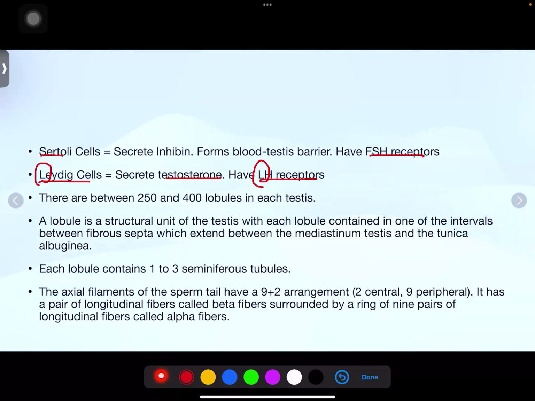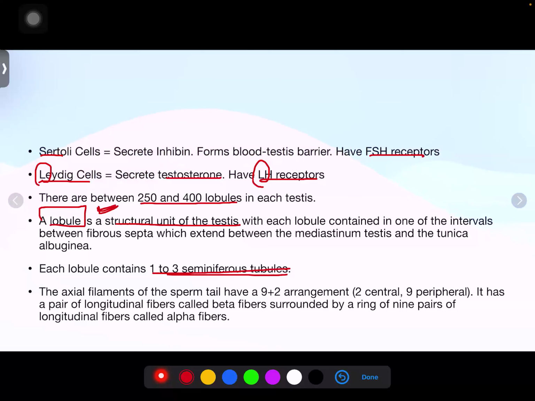Actually, there are 250 to 400 lobules in each testis, and a lobule is the structural unit of testis, with each lobule contained in one of the intervals between fibrous septa, which extend between the mediastinum testis and tunica albuginea. So the structural unit of testis is the lobule, and each lobule contains 1 to 3 seminiferous tubules. Now, these figures are also very important. They can ask you how many lobules are present in each testis? That is 250 to 400, and then how many seminiferous tubules are present in each lobule.